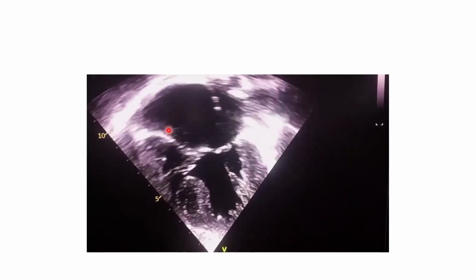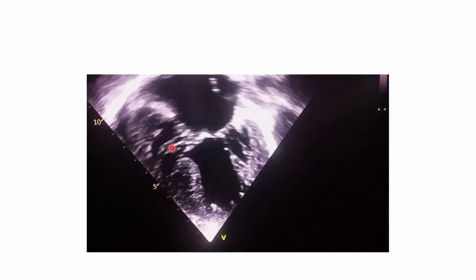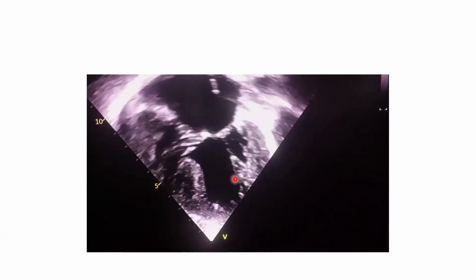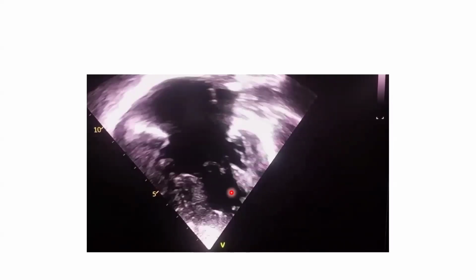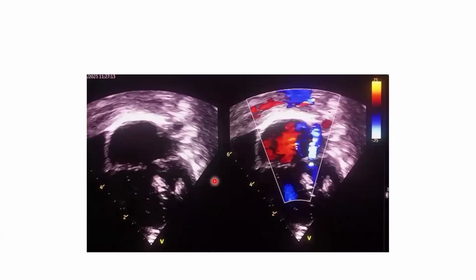You can see this is a complete AVSD, a single AV valve with a large atrial defect, large ventricular defect, and then an unbalanced ventricle. So this is what's left of the right ventricle, and this is the left ventricle. So this would typically be called complete AVSD, unbalanced ventricle with a left ventricular dominance. So let's look at this second one here.